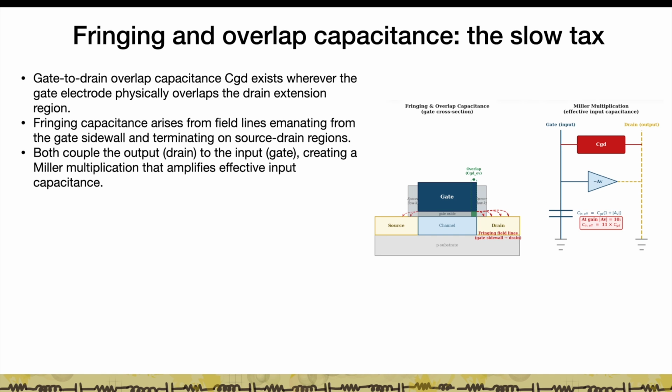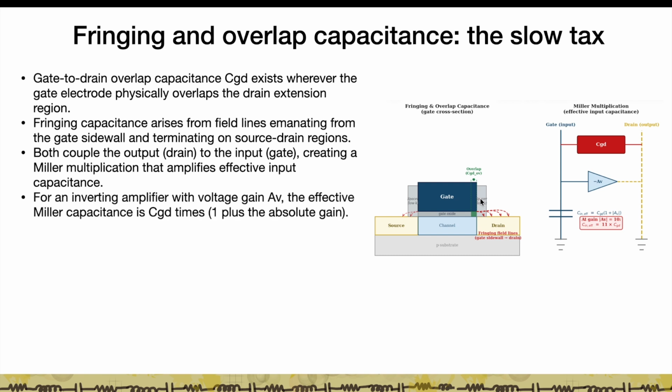Fringing capacitance is smaller in effect but different in origin. The gate has sidewalls, vertical faces on the source and drain sides. Field lines emanate from those sidewalls and terminate on the source and drain epitaxial regions. Even if there is a low-K spacer dielectric between gate and source-drain, these fringing fields exist.